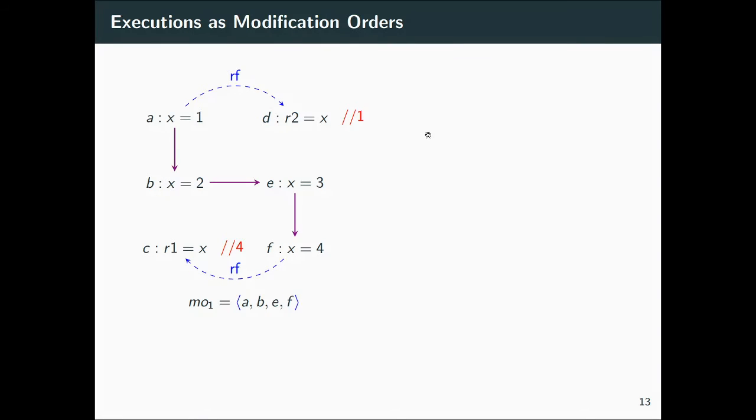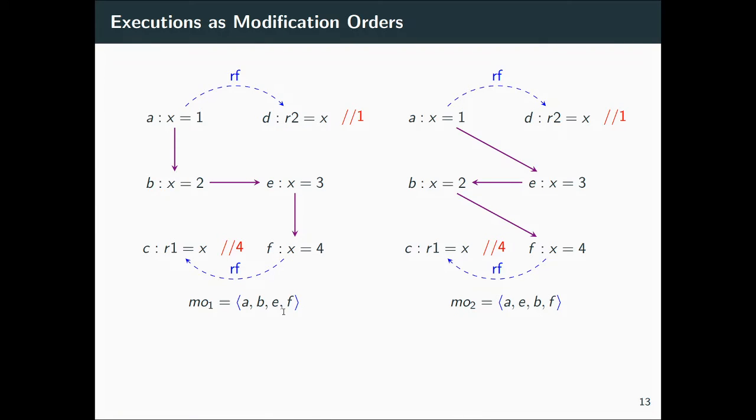First is where A is ordered before B, E and F, B is ordered before E and F, and E is ordered before F, that is a linear order A, B, E, F. Let's call it MO1. The second possible modification order MO2 is a linear order A, E, B, F. Hence, we can use this set of modification orders to represent all the executions that result in R1 equals 4 and R2 equals 1.